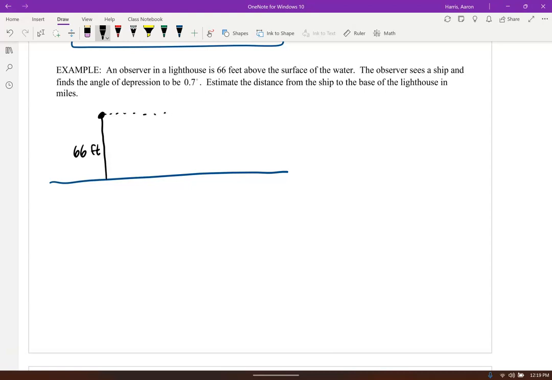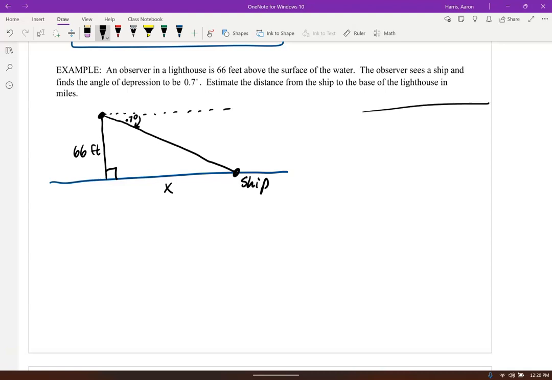So here's the horizontal. The angle of depression would be looking down. So this right there is 0.7 degrees. That's the angle of depression, 0.7 degrees. Estimate this, and this is the ship right here. There's the ship. Find the distance, right angle. Find the distance from the ship to the base of the lighthouse. We want to know that x right there.